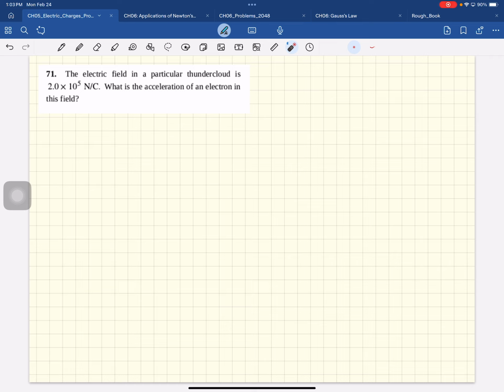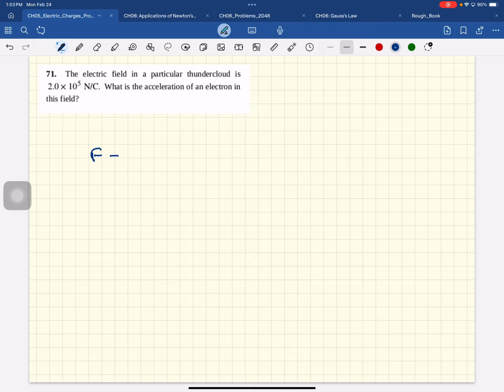Do you guys remember the number? 3 million volt per meter, or 3 million newton per coulomb. Okay. So this is not quite enough. So the cloud needs to build a little more charge before it can have lightning inside.